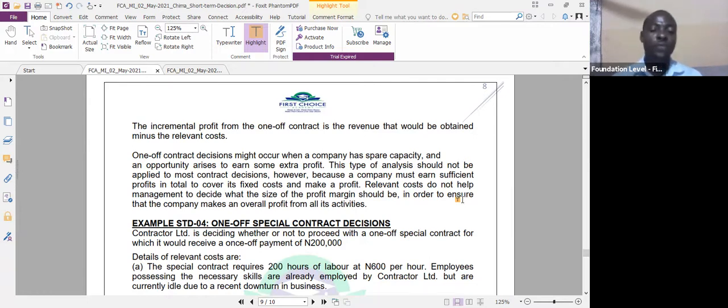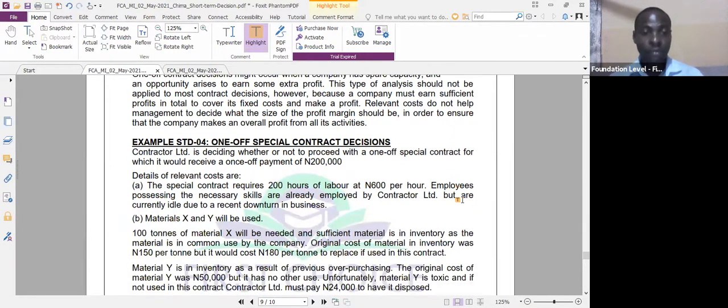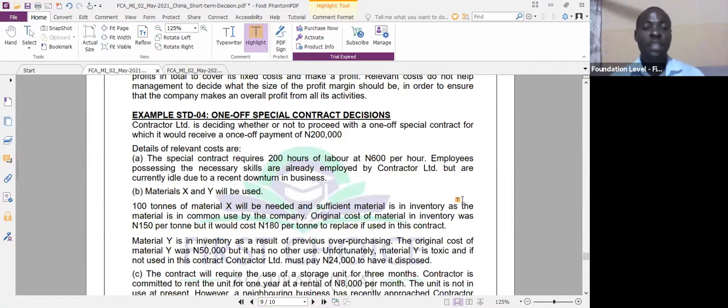Let's go to question 4 and see a special one-off contract decision. Contractor Limited is deciding whether or not to proceed with a one-off special contract for which it will receive a once-off payment of 200,000 naira. So that's the contract price. Now, details of the relevant cost are as follows.